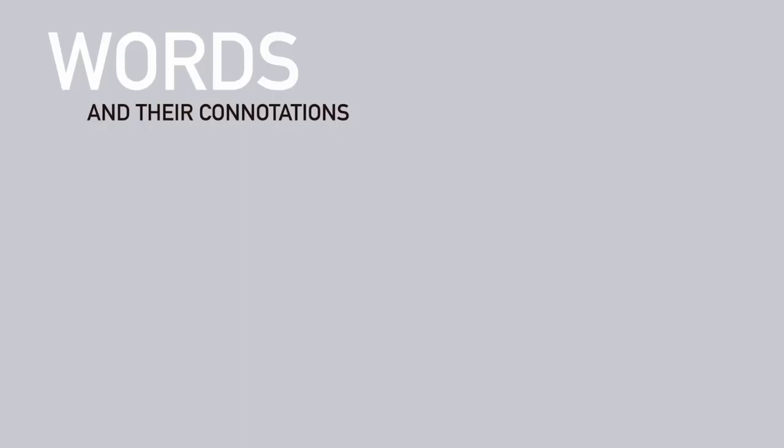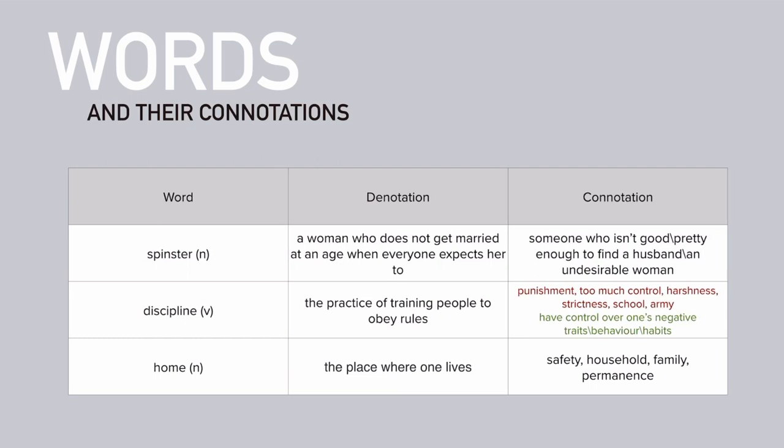Words also have connotations, which is why you have to choose your words very carefully. I've got 3 words here. The first one is spinster. The denotation of the word spinster, which is a noun, by the way, is a woman who does not get married at an age when everyone expects her to. It's not a word that is in fashion today.